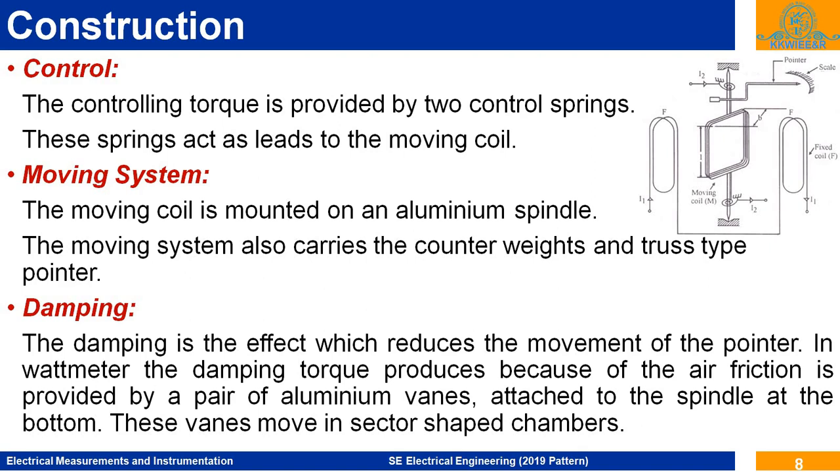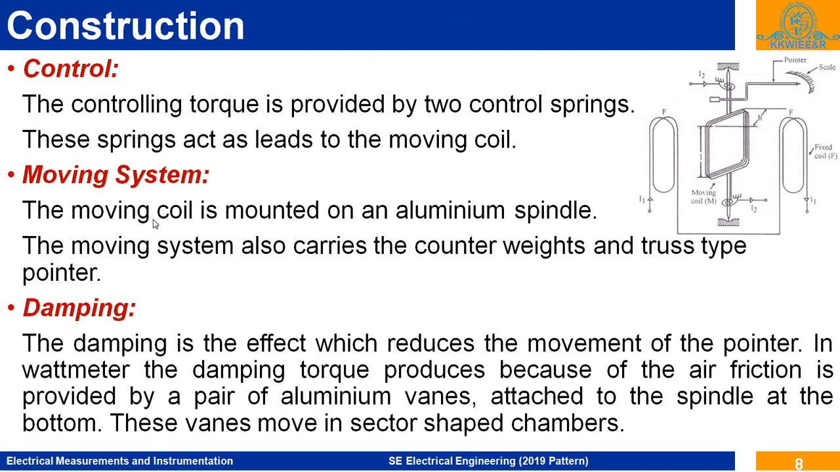So gravity control and spring control are the two types of control system used. Out of the two, the dynamometer wattmeter uses the spring control system. The spring control system is used for the movement of the pointer, for controlling the deflecting torque.